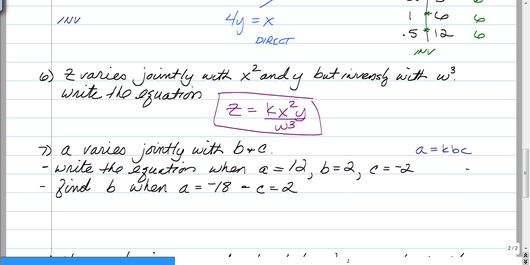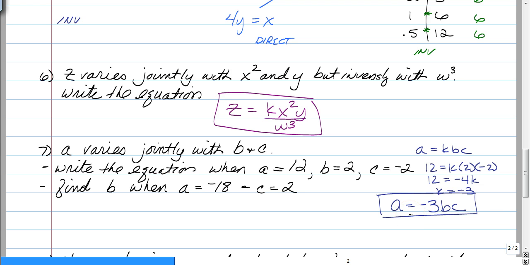Substitute everything you're given in this step. So 12 is equal to k times b times c, which is going to give you 12 is equal to a negative 4k. So k is equal to a negative 3. But that's not it. You need to write the equation. That's what it says. It says write the equation. It doesn't just say solve for k. So after you solve for k, you need to write a is equal to a negative 3bc. This is your joint variation equation.